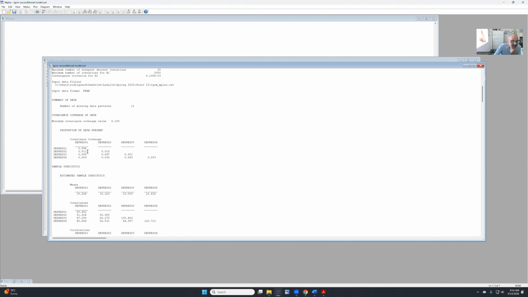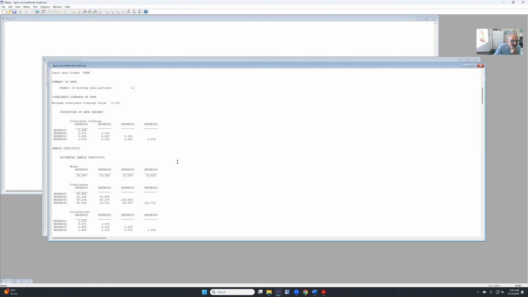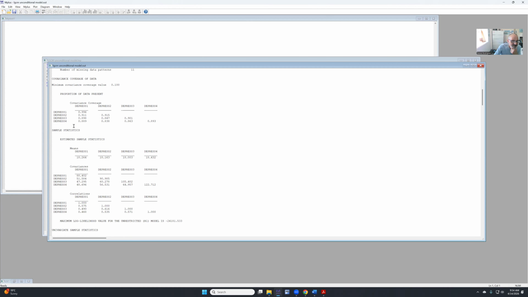Let's see, it shows me what proportion of the data are available. Like for instance, between depression 1 and depression 1, between self, we have 99.6% of all data. There might be some couple missing here. Depression 2 and 1. So there's a decrease as we go along, right? Starting with the most data and then going down, right down to 0.889 in terms of the coverage or proportion that exists between time 1 and time 4.